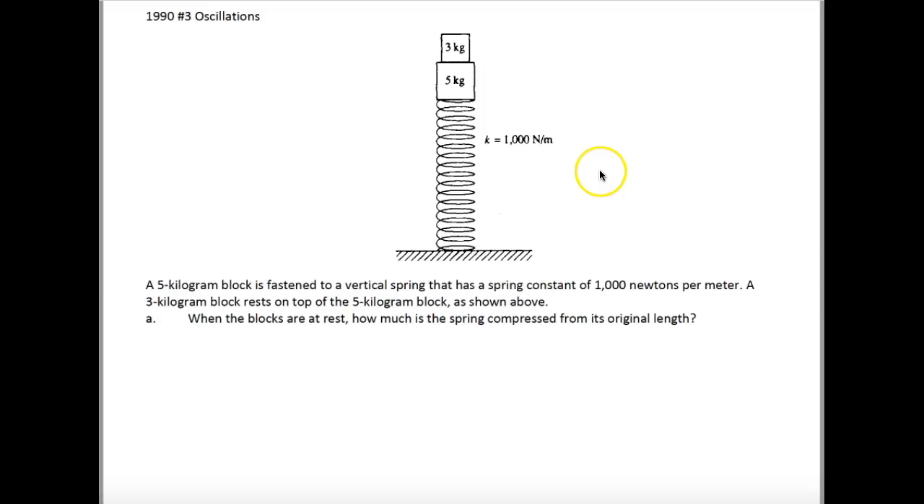Hey there, this is Horner, and this is AP Physics C 1990, question number 3, and this one is on oscillations. You have a couple of blocks here. We have a 5 kilogram and a 3 kilogram block. The 5 kilogram block is fastened to the spring. The spring has a spring constant of about 1,000 newtons per meter, and the 3 kilogram block rests on top of it. So when the blocks are at rest, how much is the spring compressed from its original length?